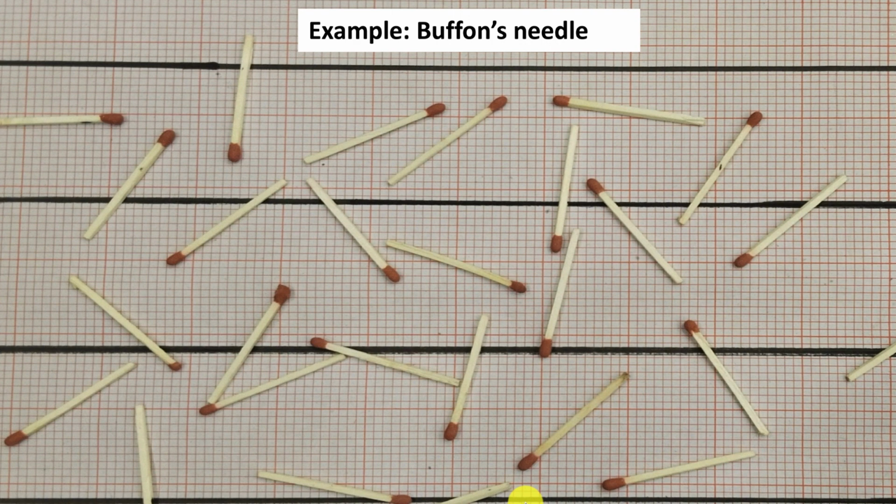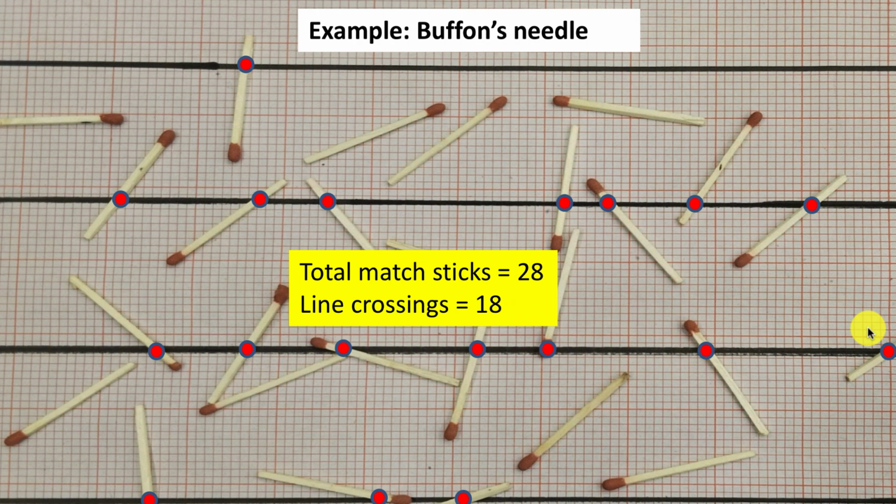So here I've thrown a whole bunch of matchsticks, and you notice that some fall between the lines and some cross the lines, such as over here. So this match has crossed this line here. There's a second crossing here, third, fourth, fifth, sixth, seventh, eighth, and I'm marking all the crossings up till this very last one. So of the 28 matchsticks that were thrown, 18 crossed the line and 10 did not.